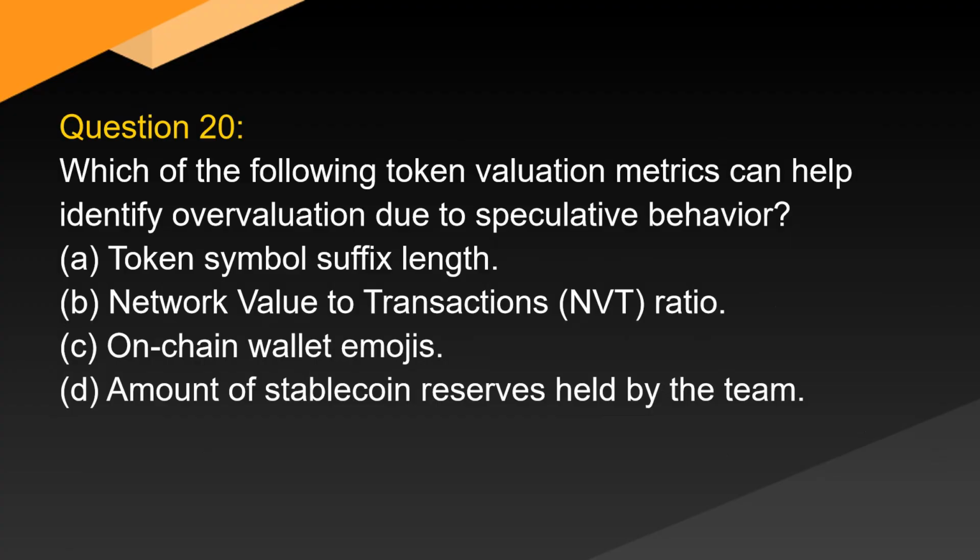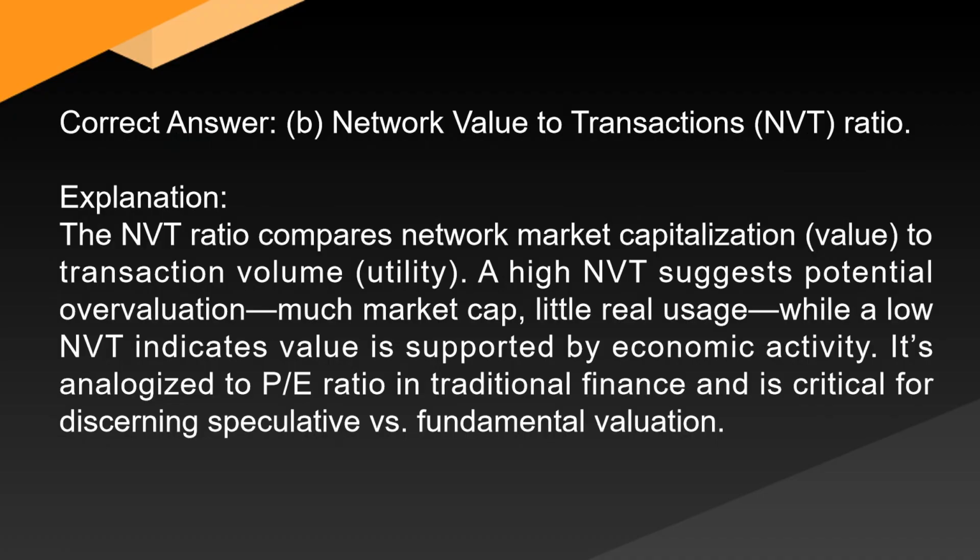Question 20. Which of the following token valuation metrics can help identify overvaluation due to speculative behavior? A. Token symbol suffix length. B. Network value to transactions, NVT, ratio. C. On-chain wallet emojis. D. Amount of stablecoin reserves held by the team. Correct answer: B. Network value to transactions NVT ratio.